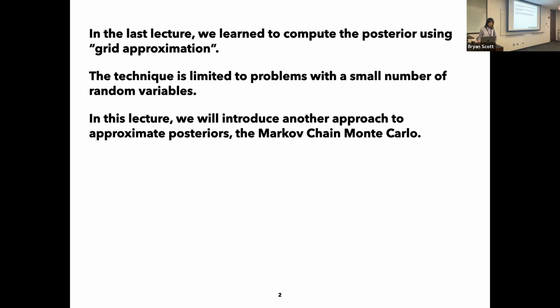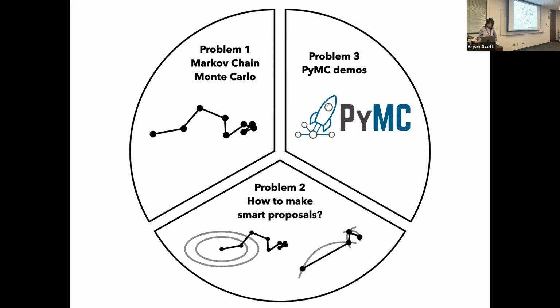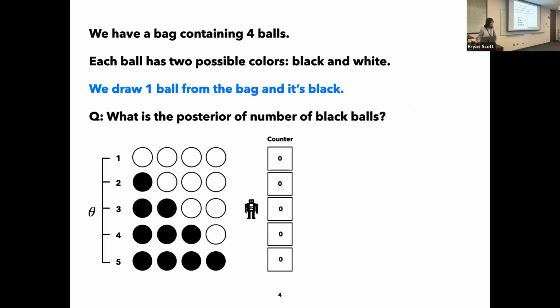We are going to redo the drawing balls out of a bag problem again, but using the Markov Chain Monte Carlo way. So again, we have a bag of four balls. There are some black balls, some white balls. We don't know how many there are of each kind. We make an observation, and we want to understand the posterior.